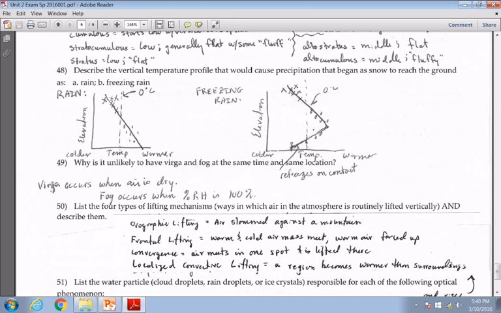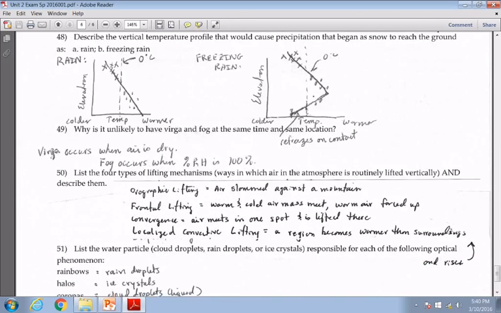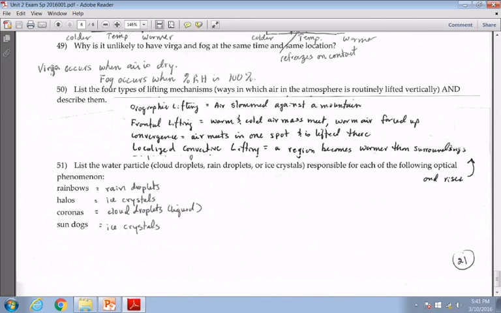The next one, 49, is a homework question. Why don't you usually see virga and fog at the same time? Well, virga requires dry air, and fog requires near saturation or humid air. Question 50, the four lifting mechanisms. We have orographic lifting involving mountains, frontal lifting involving air masses and fronts, convergence, basically chunks of air meeting at a single point and lifting up, and then localized convective lifting, basically you have a hot spot that's more buoyant than its surroundings and it will rise.